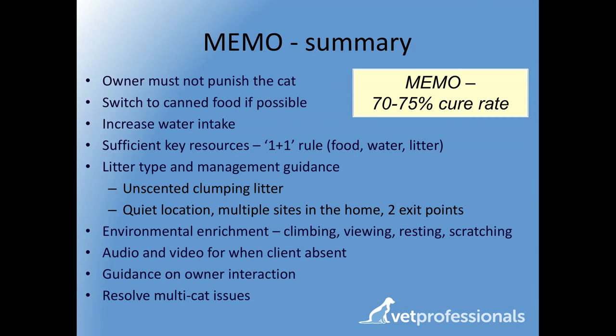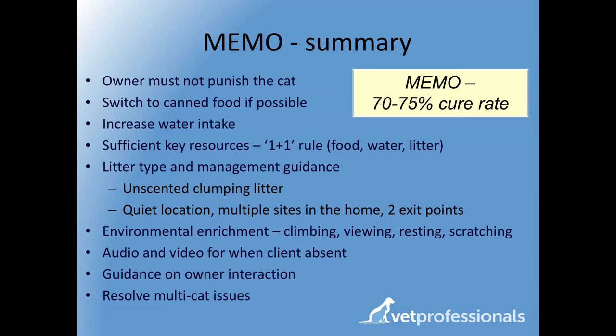And so some of the key features of this MIMO programme are certainly not to ever punish the cat for showing any inappropriate urination. Ideally increase water intake, as we'll talk about next. Make sure there are sufficient resources for the cats, so food, water and litter boxes. The sort of litter box recommendations we've already mentioned, but also additional environmental enrichment so that the cat has something to do if the owner's out at work all day. Also guidance on how the owner interacts with their cats.